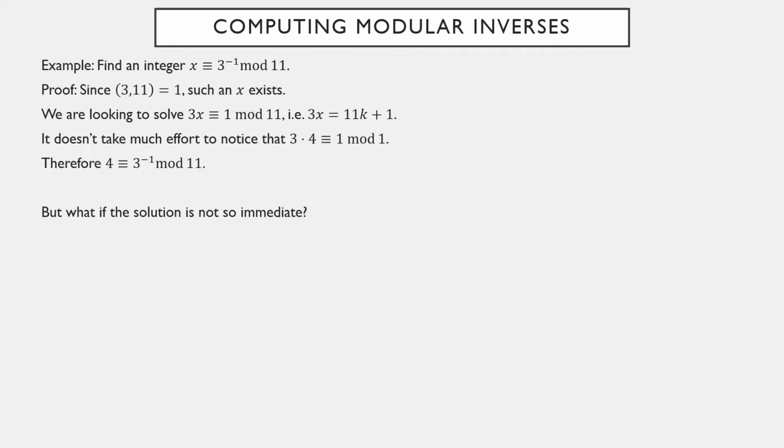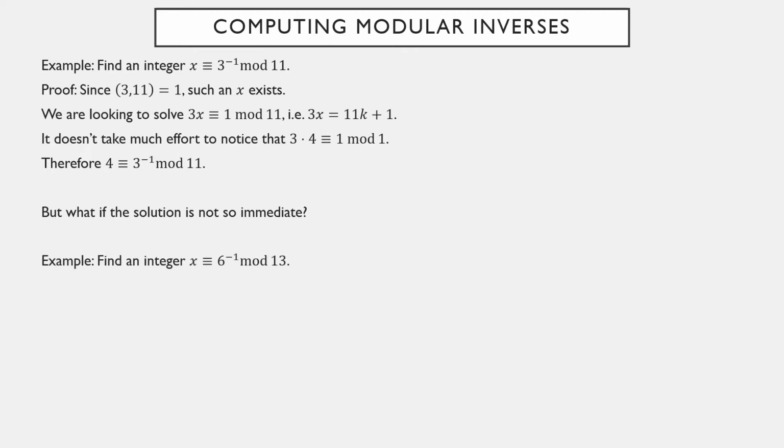In that case, however, just by staring at it, I want 3x to be 1 larger than a multiple of 11, it didn't take a lot of effort because the first multiple of 11 gave us 11 plus 1, which is 12, and we can then say, I can just do 3 times 4. The solution isn't always going to be so immediate.